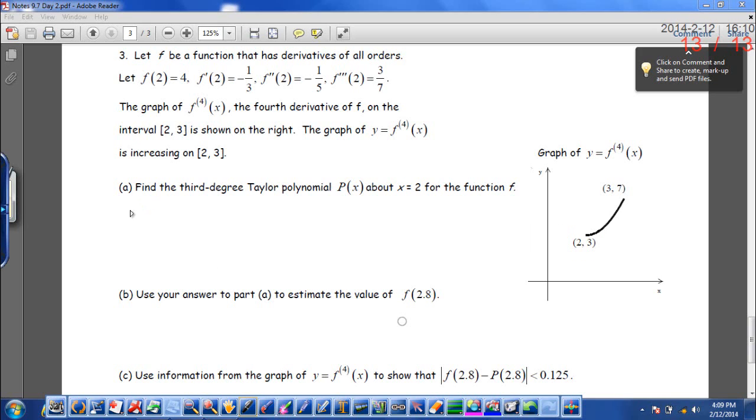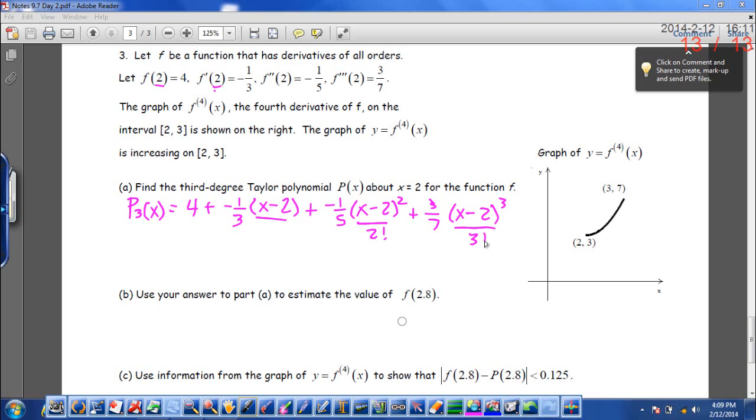Okay, so this should be old hat by now. We take f of 2, which is 4, plus the first derivative at 2, which is negative 1/3, times x minus 2. We're centered at x equals 2 because that's where we're given all of these derivatives. Okay, plus the second derivative, which is negative 1/5, times x minus 2 to the second power over 2 factorial, plus the third derivative times x minus 2 to the third power over 3 factorial.